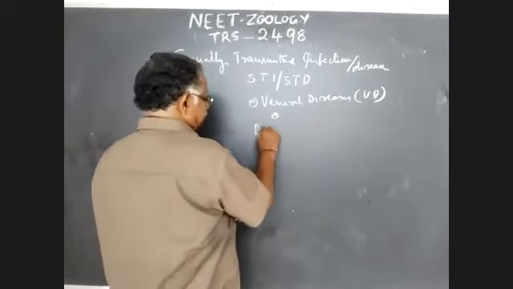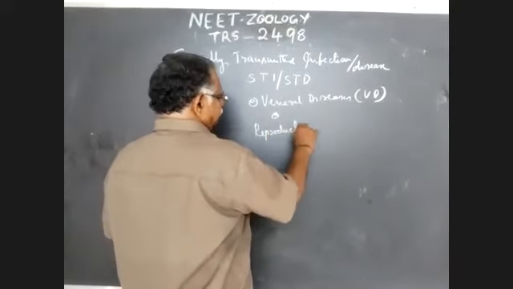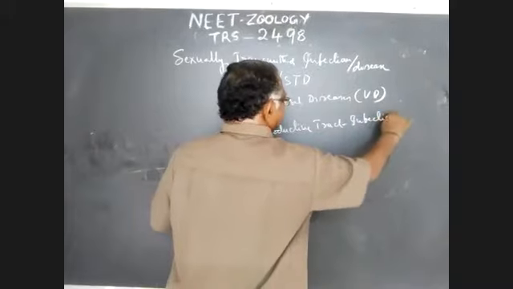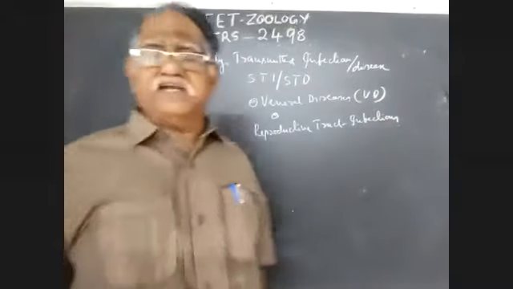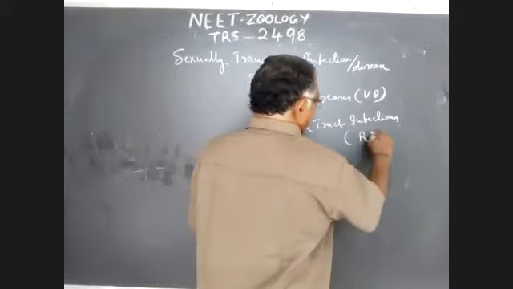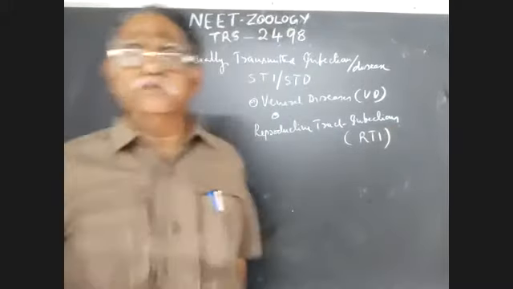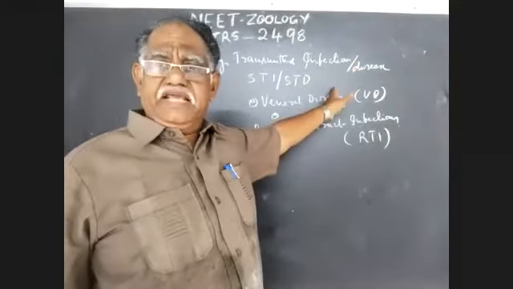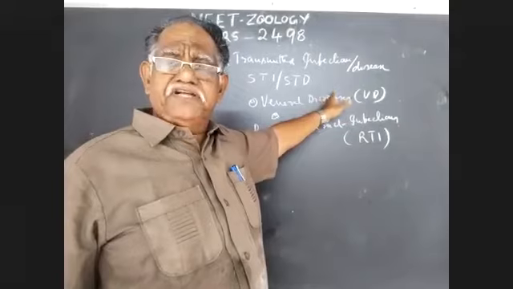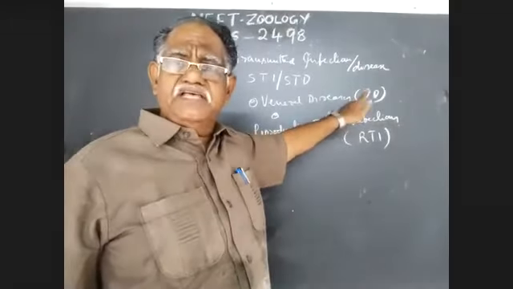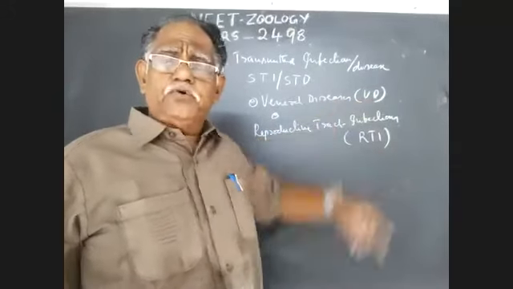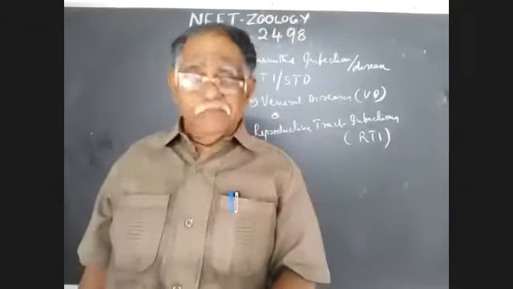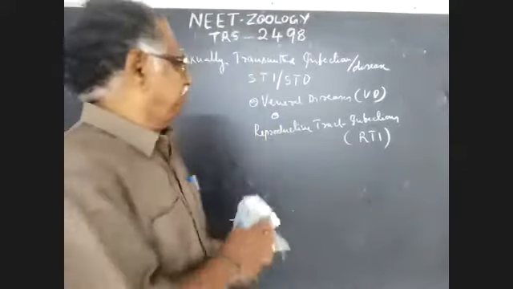Reproductive tract infections, in abbreviation RTI, like the Right to Information Act. So, STI or STD, sexually transmitted infections or diseases, or venereal diseases, VDs, or reproductive tract infections, RTI. So let us discuss the sexually transmitted infections.